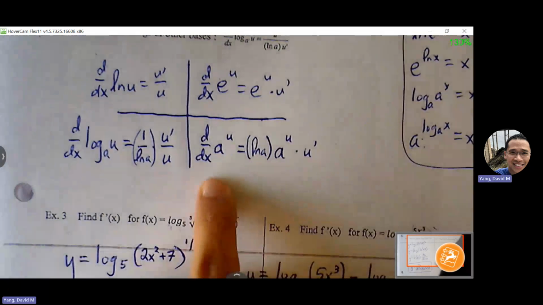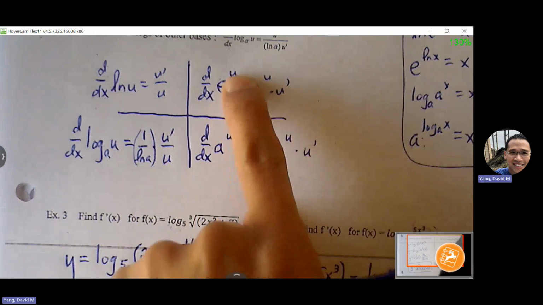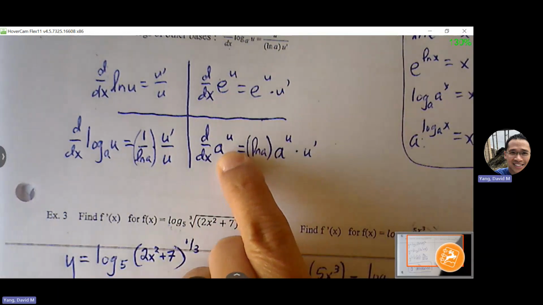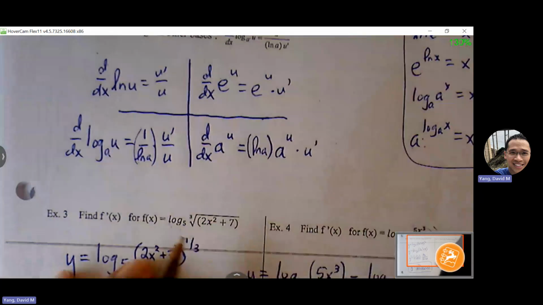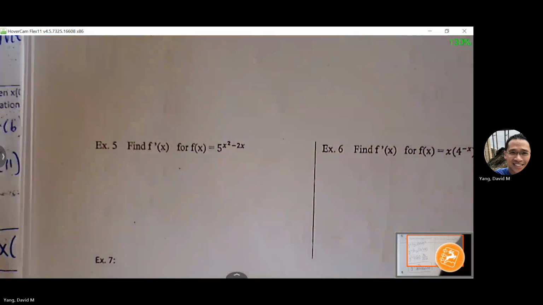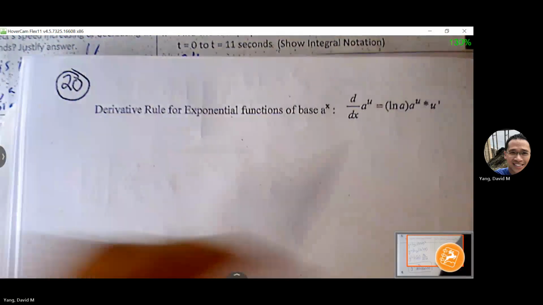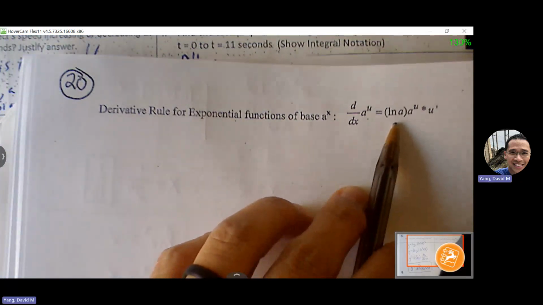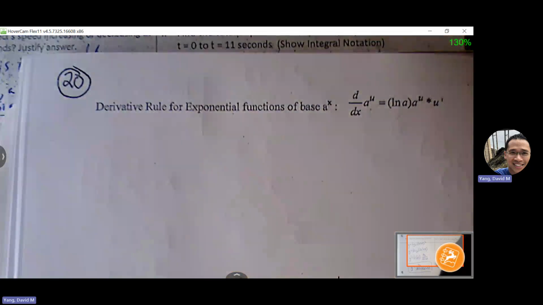Okay, next page. Let's work on some exponential functions that are not base e. Exponential functions that could be other bases, like base 2 raised to the x, base 3 to the x, base 5 to the x. So here's our rule. If I have base a to the u, I do natural log of a times a to the u times u prime.